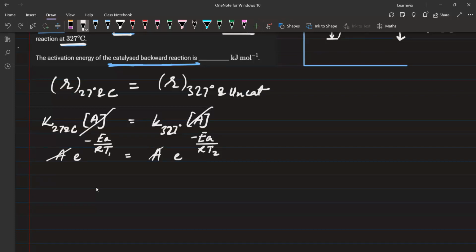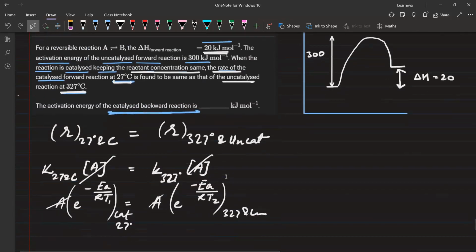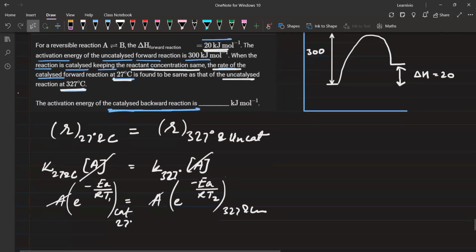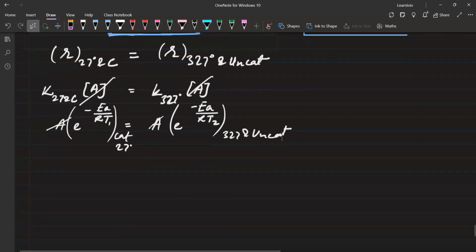And once I equate the powers, what will I get? This is catalyzed, please remember, this is catalyzed at 327, and uncatalyzed at 27 degrees Celsius. So I will write EA. Here they have given some information: of the catalyzed reaction, no, of the uncatalyzed reaction. It is not catalyzed, it is uncatalyzed. You have to find the activation energy of the catalyst. So EA upon R, T is 27.